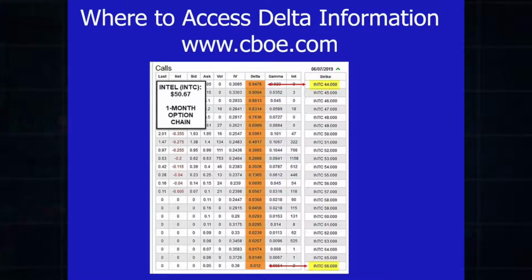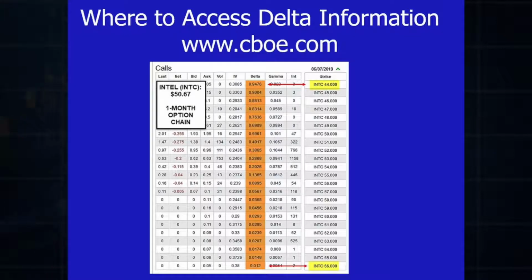Okay, now where do we get delta information from? Well, probably your broker has it available on its platform, but if not, there are free sites. The one I'm going to show you here is from the cboe.com website. It's free. What you do is just go to the option chain, put in the ticker symbol, and it'll pull up an option chain that looks like what you're viewing right now. And this is for Intel, which was trading at 50.67 at the time that I created this screenshot. This is a 1-month return.